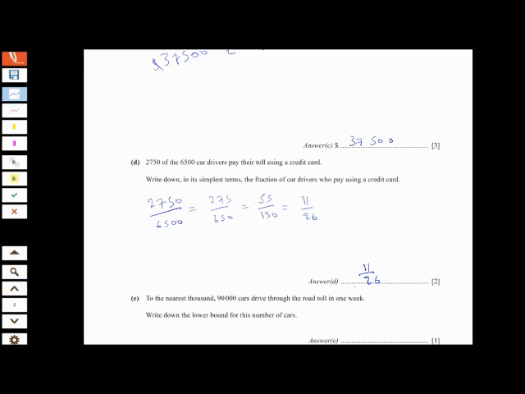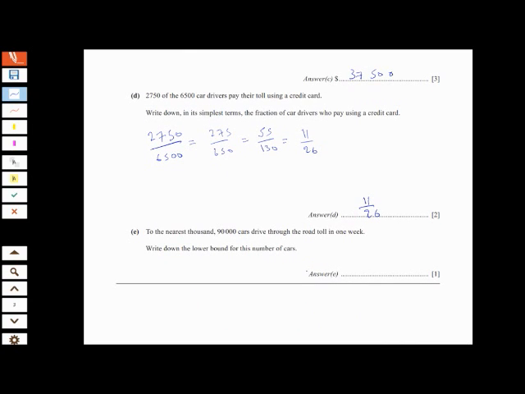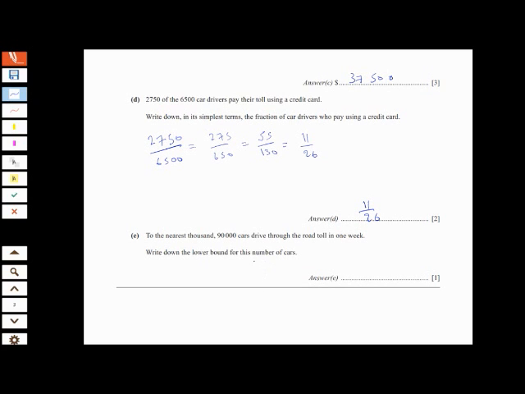Alright, to the nearest 1,000, 90,000 cars drive through the road toll in 1 week. Write down the lower bound for this number of cars. So to the nearest 1,000, that means it's 89,500.